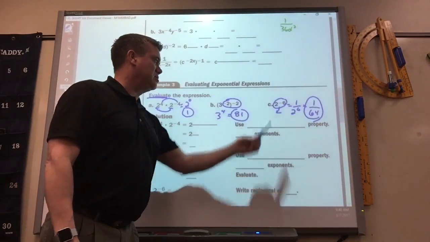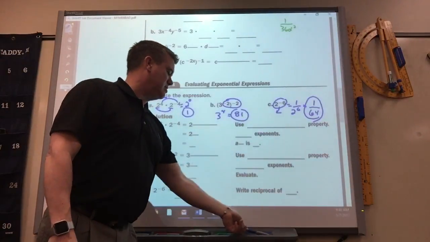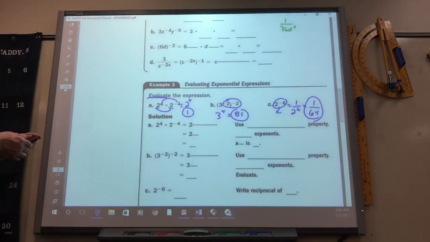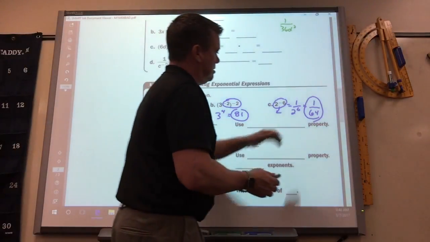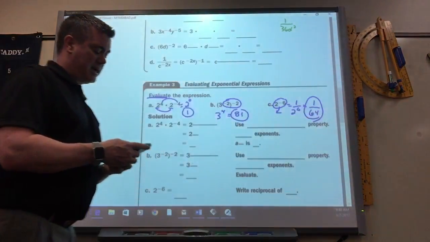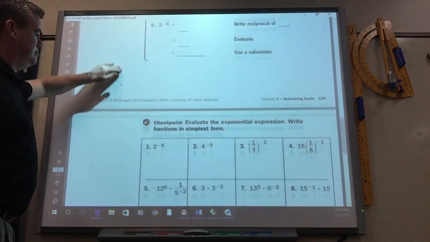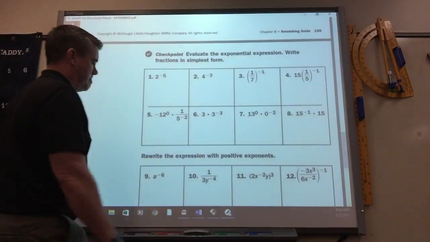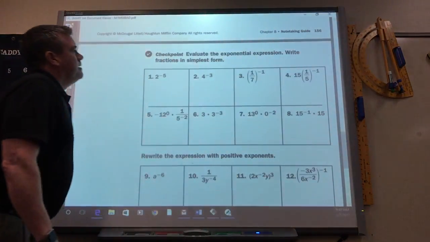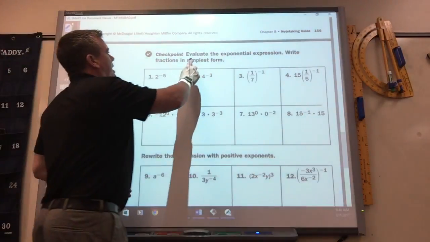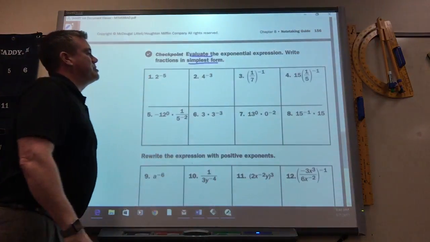Again, if you put that in just the way it is, 2 to the negative 6, you would get 0.015625, which is the decimal of that, but they want the fraction of it. Okay, so again, evaluate, write fractions in the simplest form.